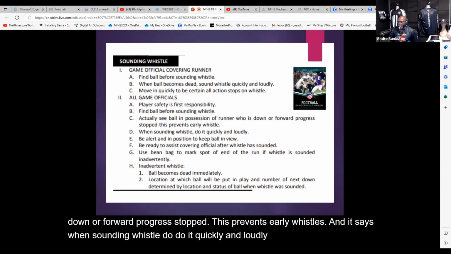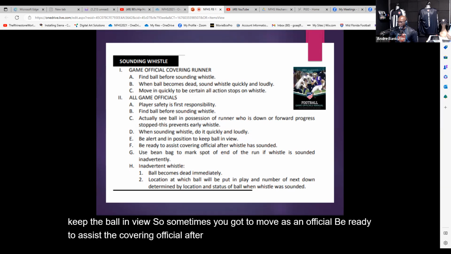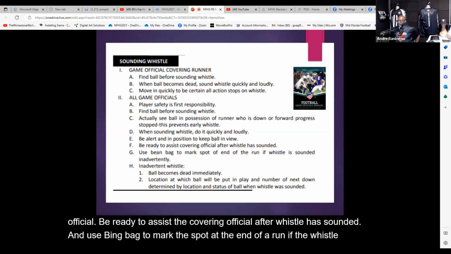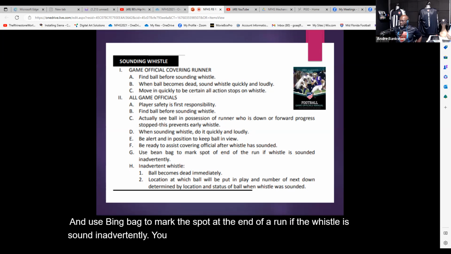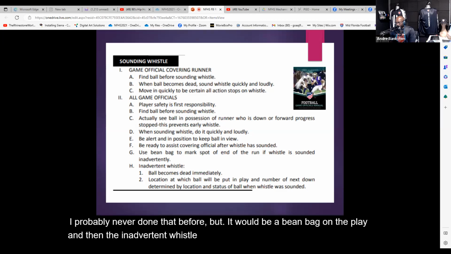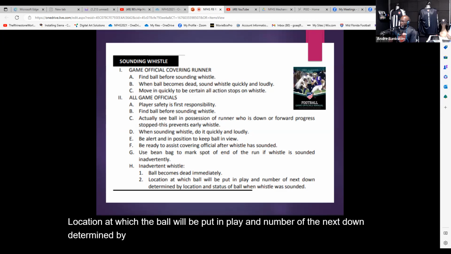Be alert, in position to keep the ball in view. So sometimes you have to move as an official. Be ready to assist the covering official after the whistle has sounded. And use a bean bag to mark the spot at the end of a run if the whistle is sounded inadvertently. I've probably never done that before, but it's supposed to be a bean bag on the play. And on an inadvertent whistle, the ball becomes dead immediately. The location at which the ball will be put in play and the number of the next down are determined by the location and status of the ball when the whistle is sounded.